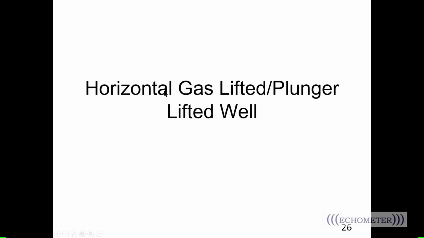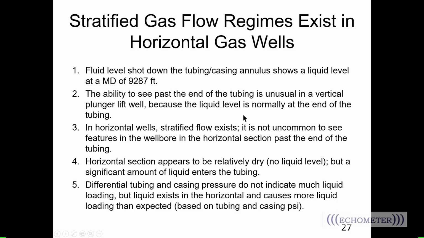All right, so this next example is a horizontal gas-lifted, plunger-lifted well. Stratified gas flow regimes exist in horizontal gas wells. We're going to look here at a fluid level shot down the tubing casing annulus, and it shows the liquid level was at a depth of 9,287 feet.